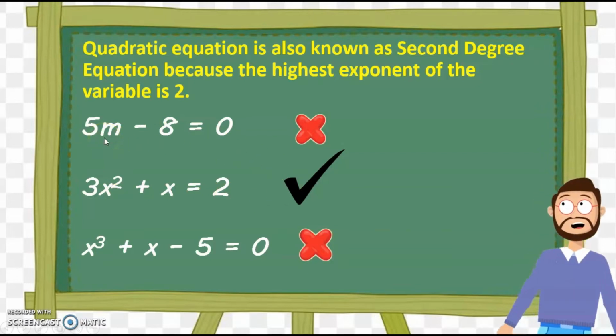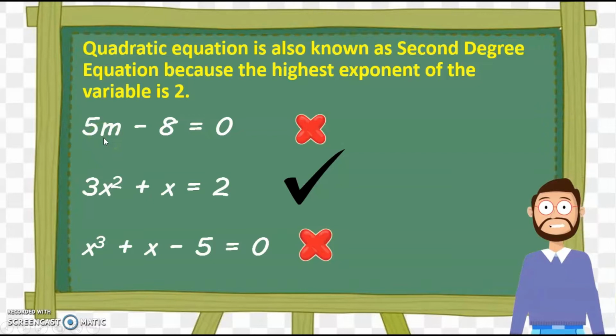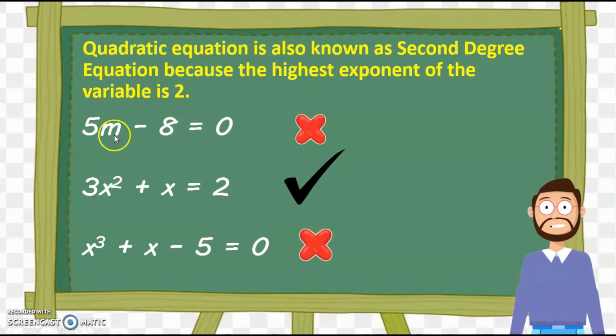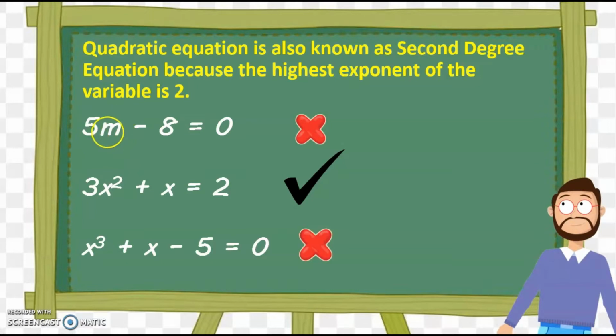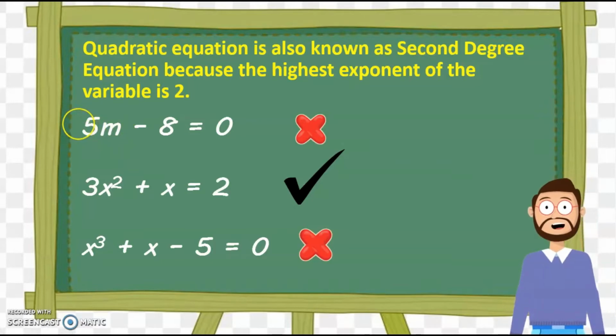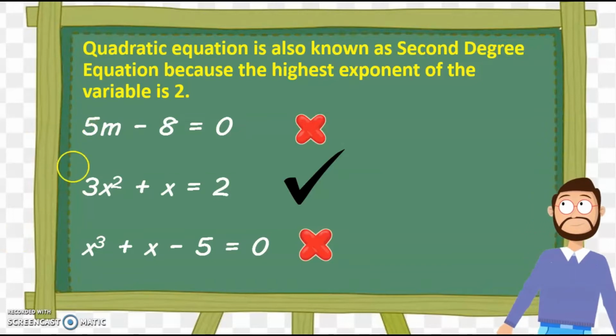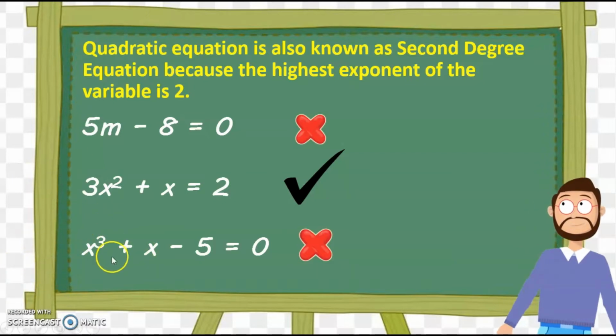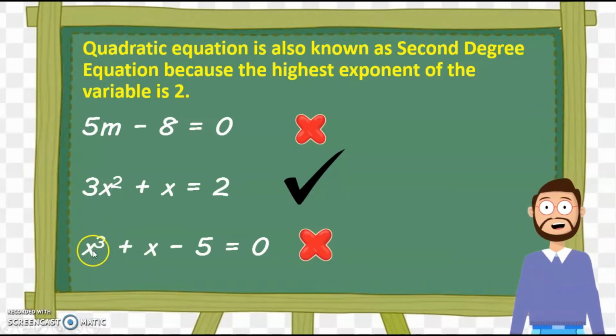In equation number 1, this is not an example of quadratic equation because the highest exponent of the variable m here is 1. Take note that if there is no visible exponent, it is understood that the exponent is 1. Now for equation number 3, this is also not a quadratic equation because the highest exponent of the variable x here is 3.